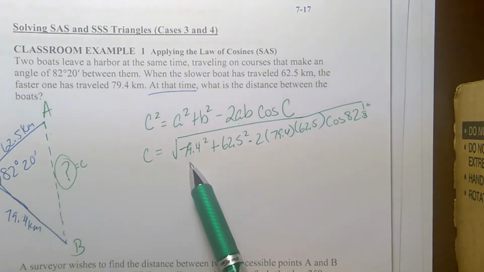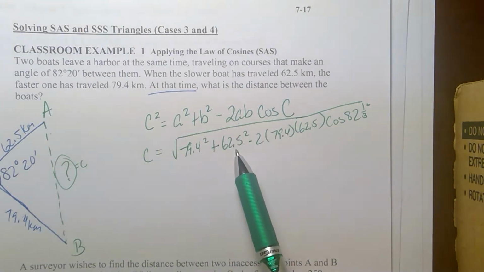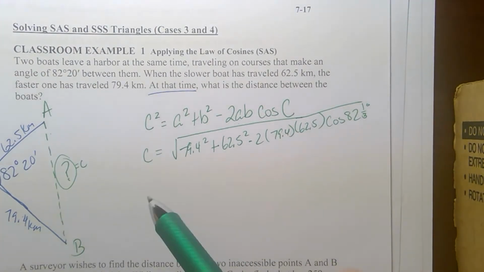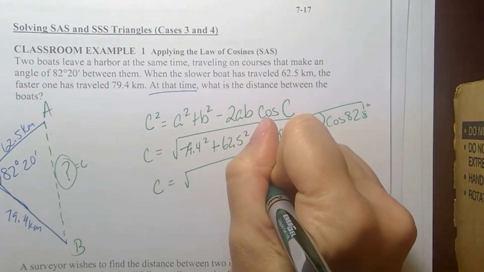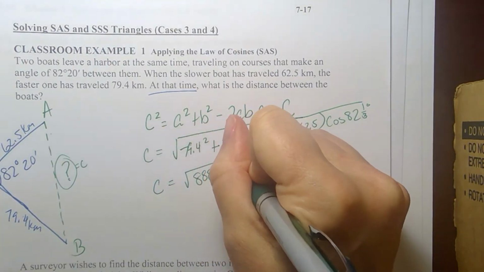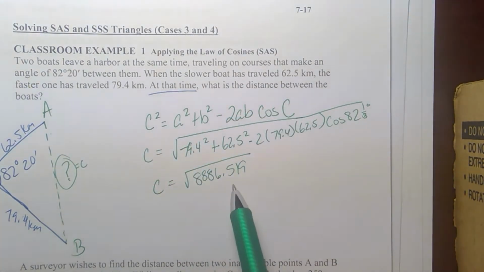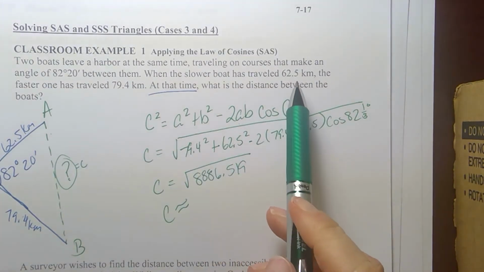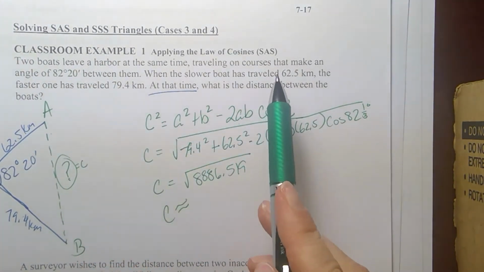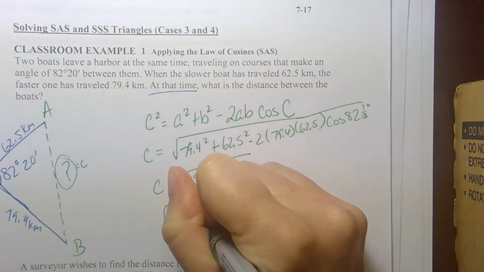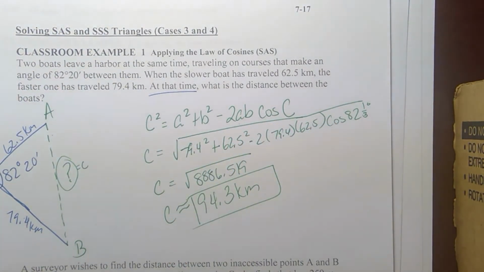So I square this term, I add the square of this term, and then I subtract this product, where I'm in degree mode. Make sure you're in degree mode. What you should get, and do not round it off until the very, very end, is 8,886.5 something, which is approximately, and now I'm going to go back to my problem, and I see that I have 3 significant digits, so I want my answer in 3 significant digits since I haven't been told differently.